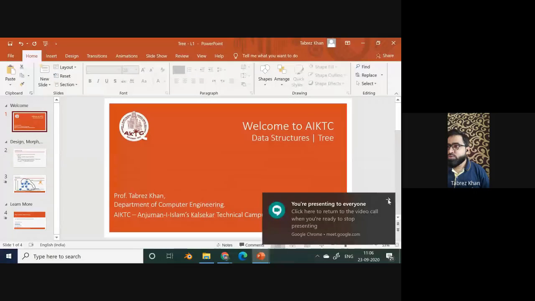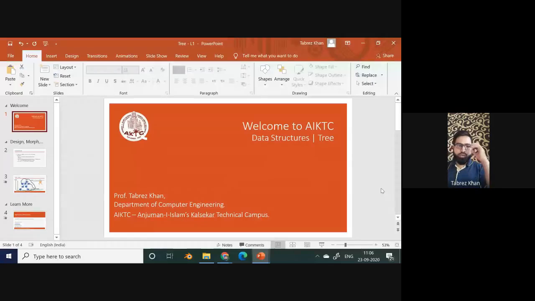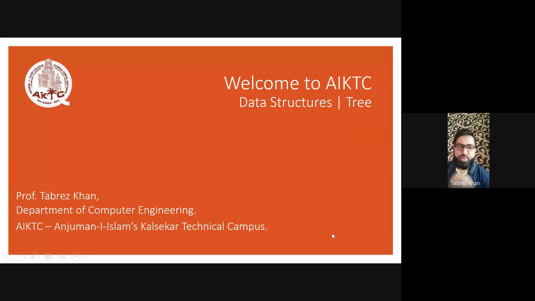Okay, so today we'll be starting with a new module and a new chapter, and we'll be studying a new data structure. So the module of the chapter is tree, and in this chapter we'll be studying about tree. What is the basic understanding of a tree? What are the different types of trees?